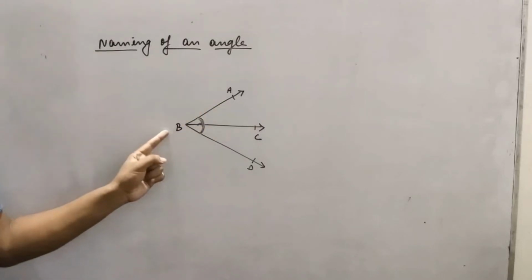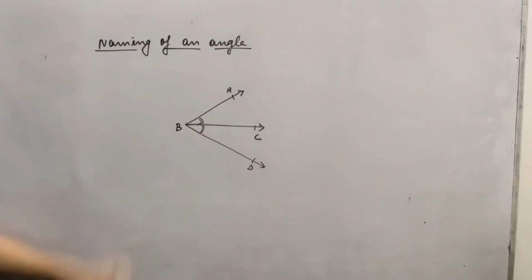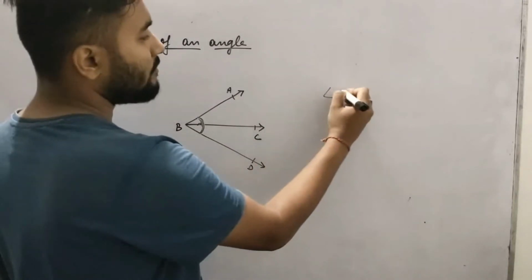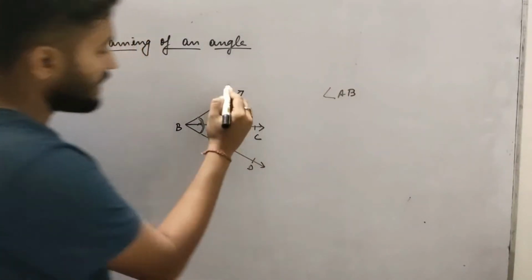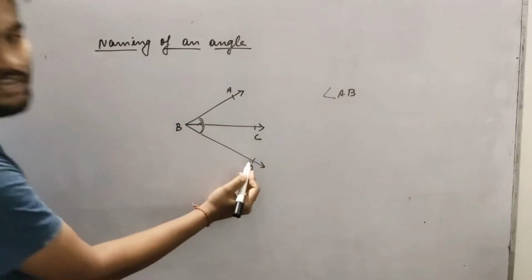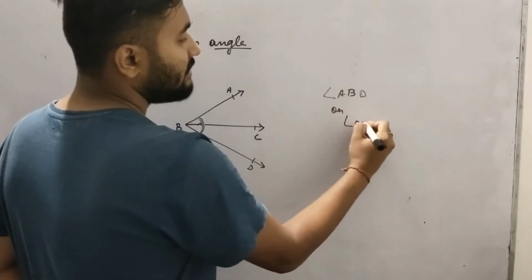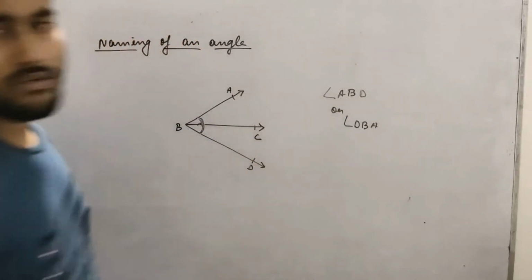So the vertex is B, because the marking is in B, right? This is the middle point, right? So you can start from A, so you can say AB, then what? We cannot go like this, right? ABD. The name will be ABD, or DBA, simply the reverse case. Okay, DBA.